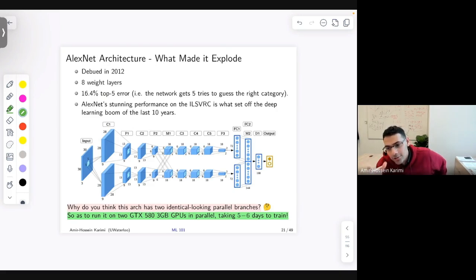There was a lot of engineering that went into making something like this work. I mean, the basis of the ideas were the same as before. We have convolution layers, we have element-wise nonlinearity, we have pooling, and then we have a fully connected layer to do the classification part. But making it actually work was very difficult.